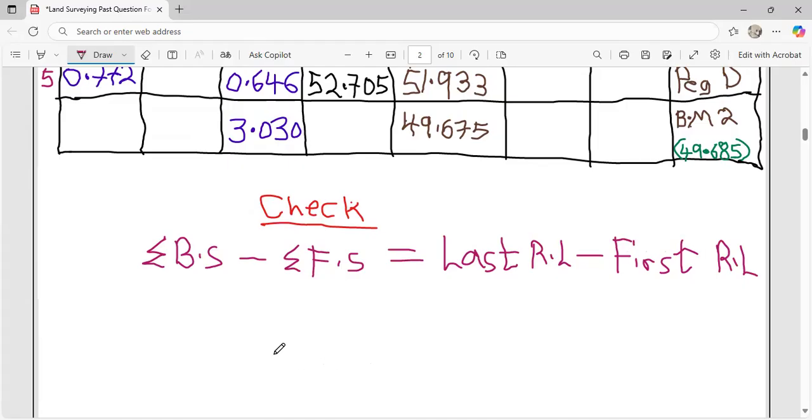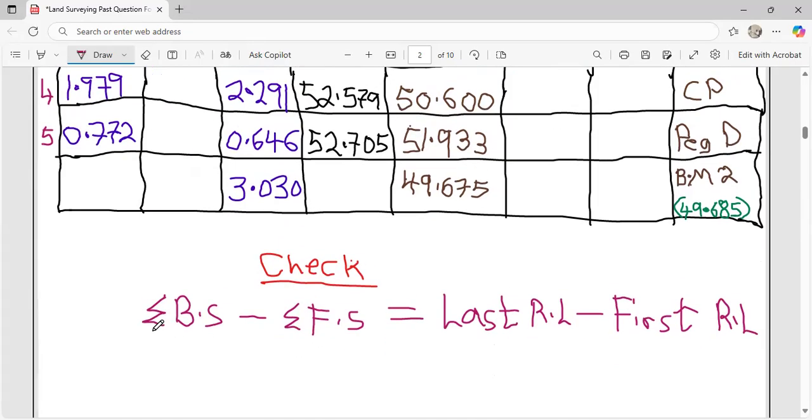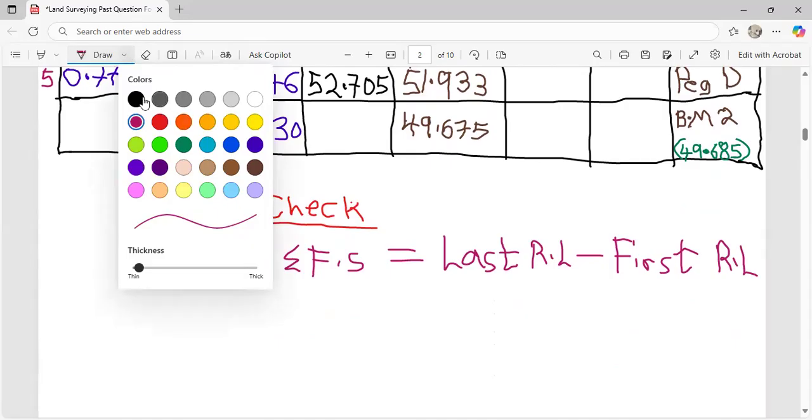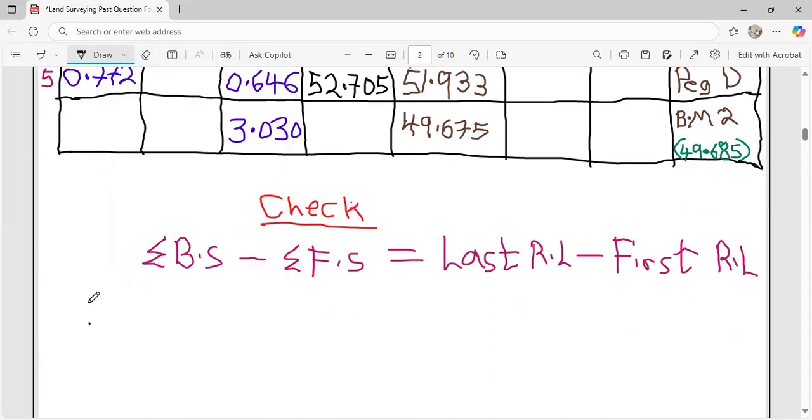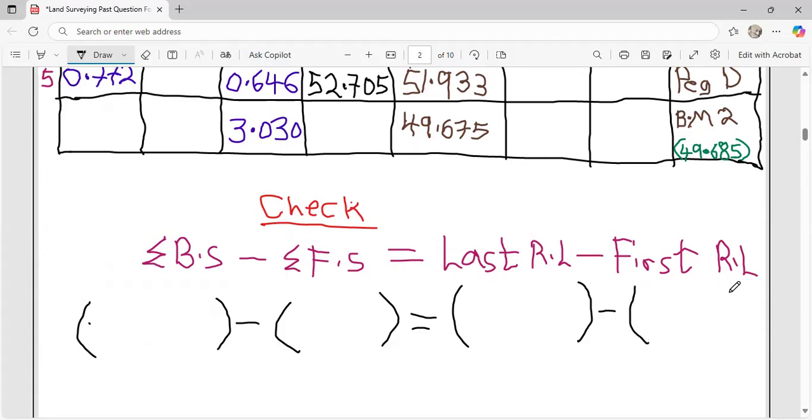Good. So let's quickly do the check and see the values we are going to get. Let's add all the backsights, and let's also add all our foresights. Then from there, we will pick our last reduced level and subtract our first reduced level from it. So let's quickly go and add the backsights.